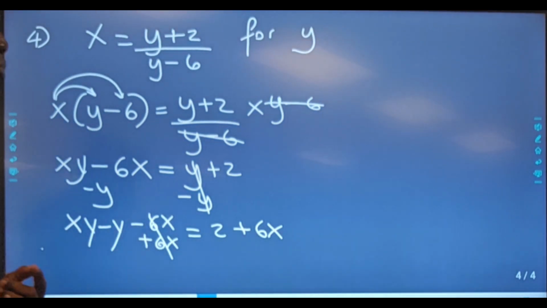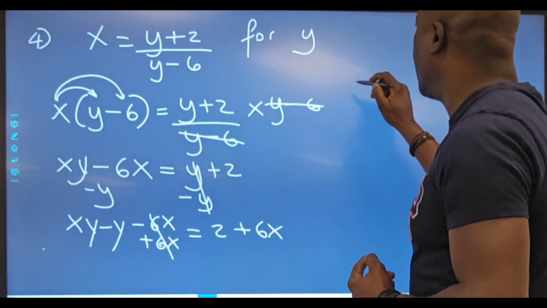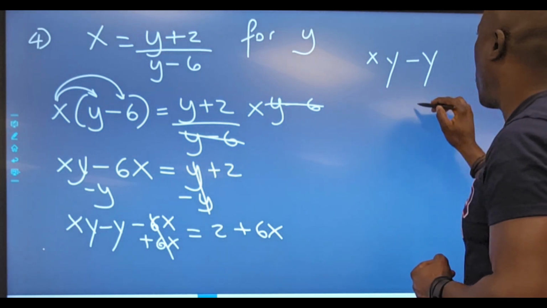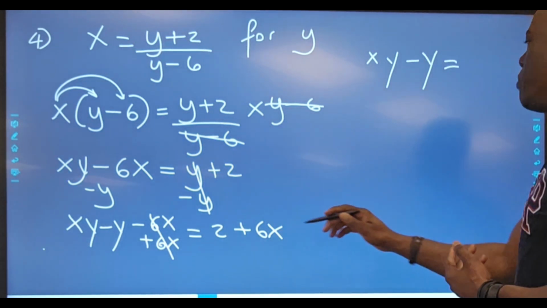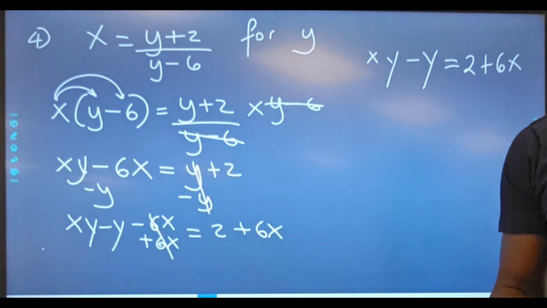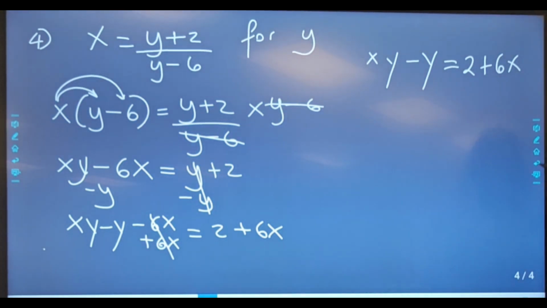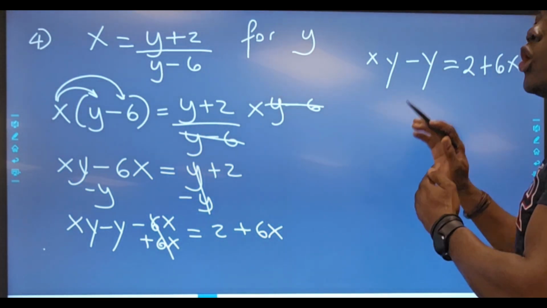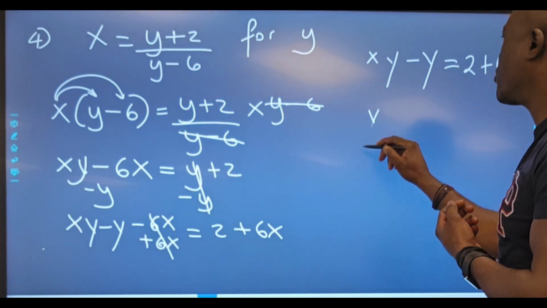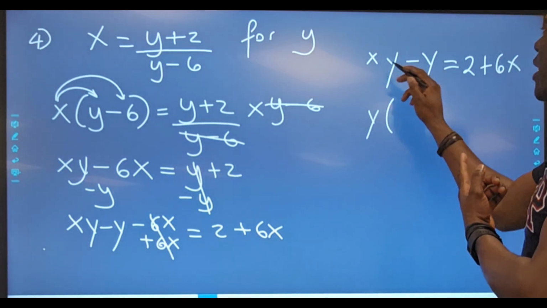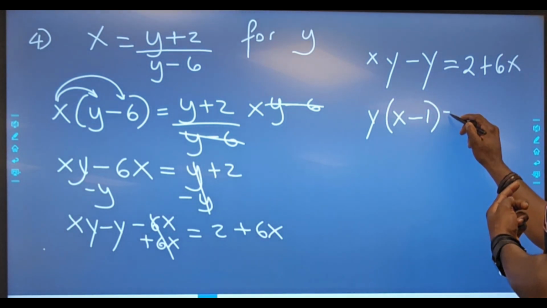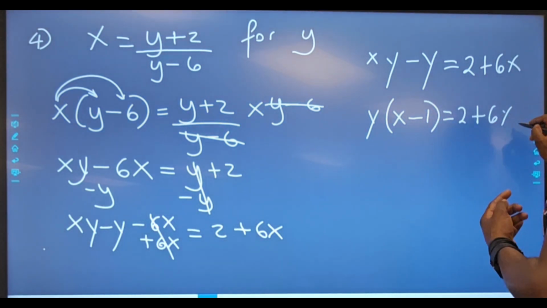So what I really have though, here, as you could see, is that I have xy minus y, and this is equal to 2 plus 6x. Right? So it's equal to 2 plus 6x. But let us now take a look at this. I need y to be alone. The best thing I could do here is to factorize out my y. So I'm going to factorize y. So if I take out y from xy, I'm left with x, and y from minus y, I'm left with minus 1. And this is equal to 2 plus 6x.